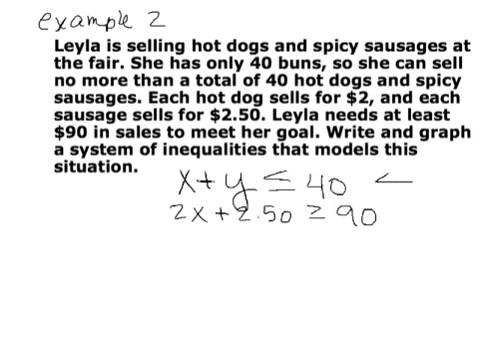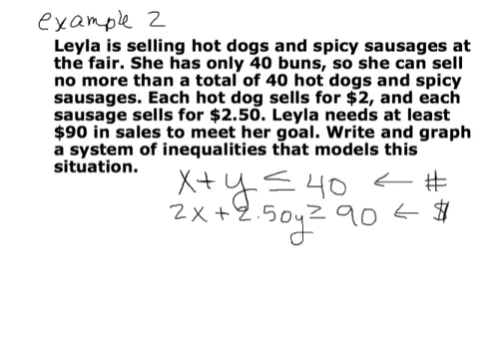So our first equation is count of hot dogs and spicy sausage. Our second equation has to do with money. Okay, she can't have any more than 40. 40 is the most, so it has to be less than. How much she has is less than. And she wants to make more than $90. Oh, I forgot a Y in there. Sorry about that. There you go.